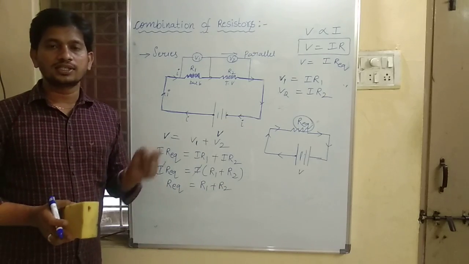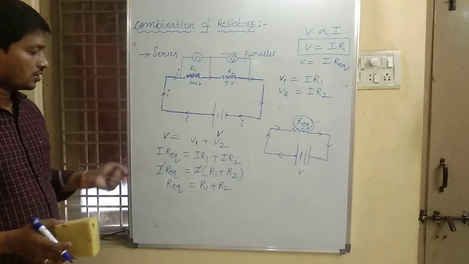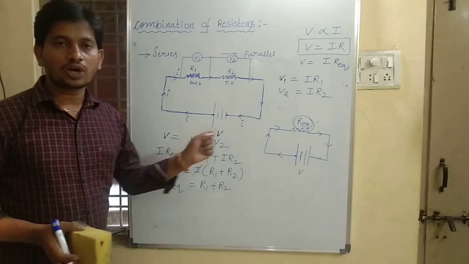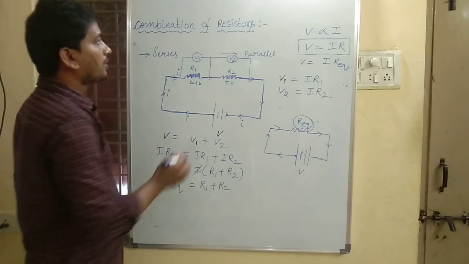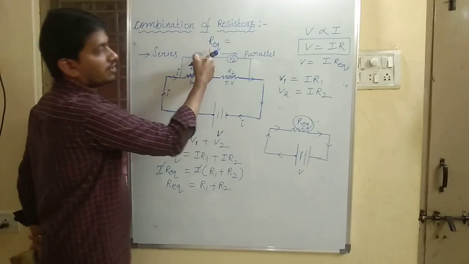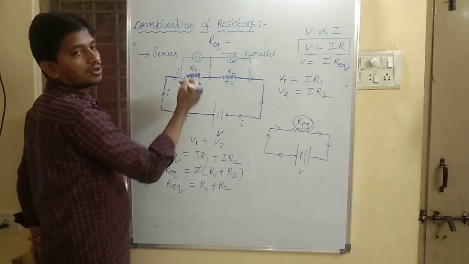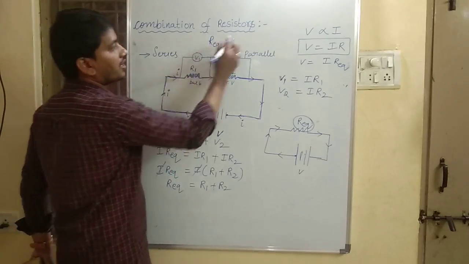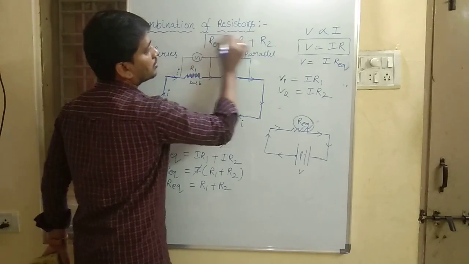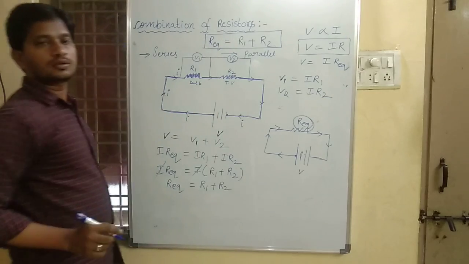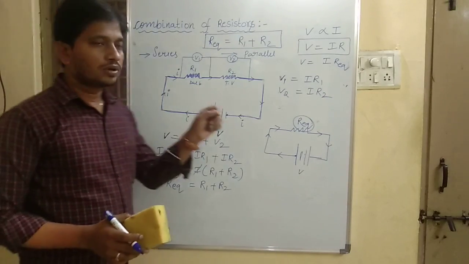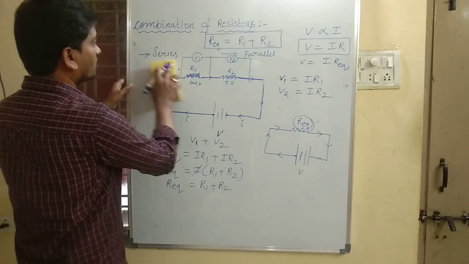Understood, students? In series connection, the combination of resistors. When we derive the formula for combination of resistors, what is the formula? R equivalent is nothing but the combination of two or more resistors. R equivalent equal to R1 plus R2 in series connection. Okay. Now coming to parallel combination.